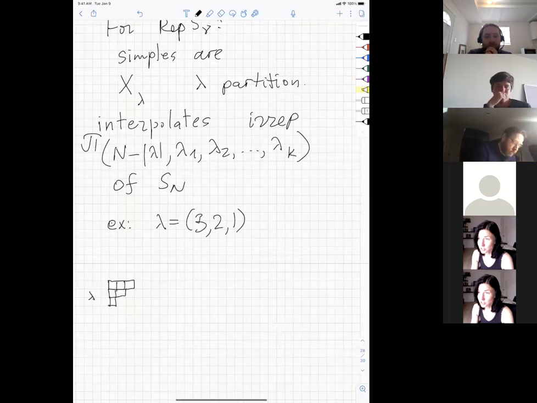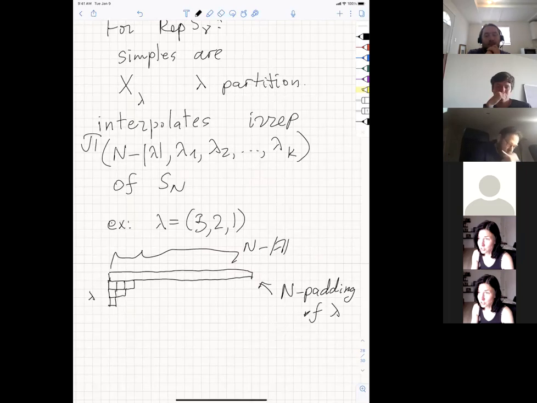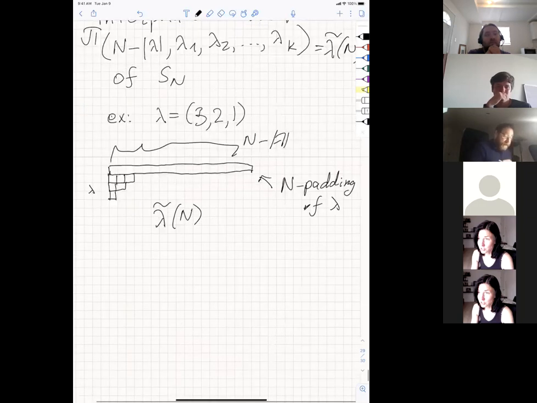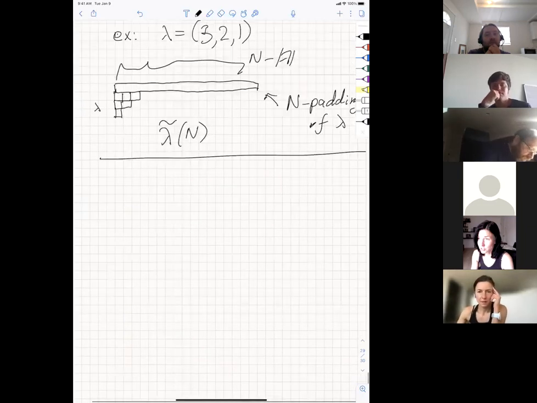So this is our lambda. And then you have a very big integer n. So you add a very long first row of size n minus size of lambda. And this is called the n-padding of lambda, because we add a pad here, so lambda tilde of n, and so this is what it interpolates. Okay, so this is what this category looks like.